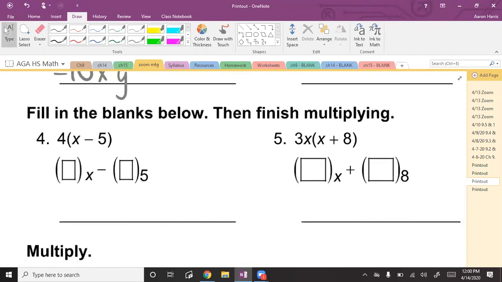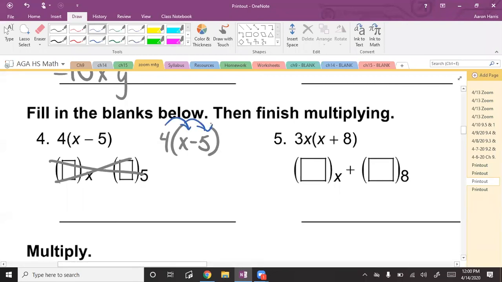Let's do this. I don't believe, this looks confusing. So 4, x minus 5. What am I going to do? Distribute. Beautiful. So I have 2 arrows. That means I got 2 problems. 4 times x is what? 4x. There we go. 4 times a -5. -20. Done. Right? Yeah.